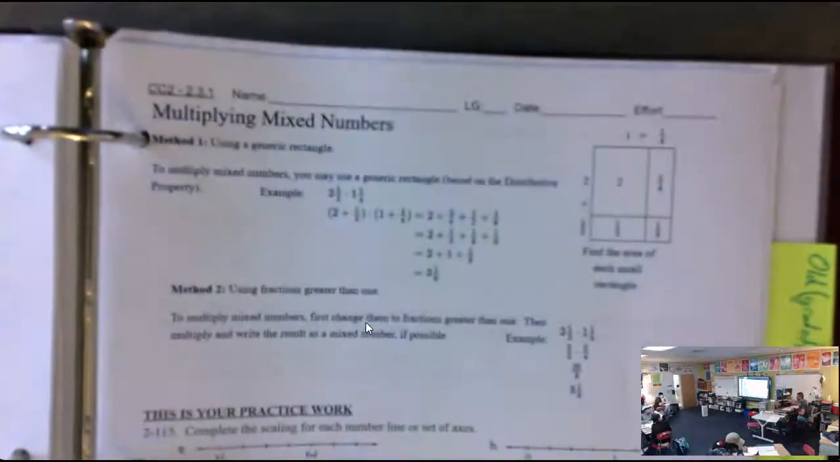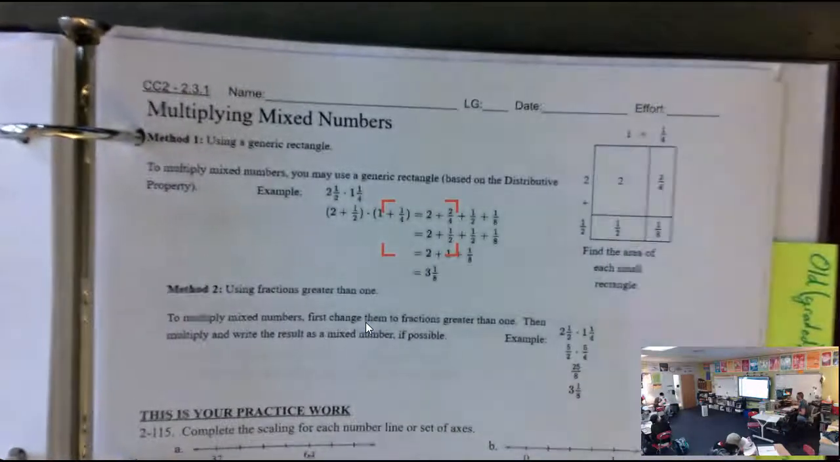So, on to a new section. On 2, 3, 1 now. Let's get out 2, 3, 1.